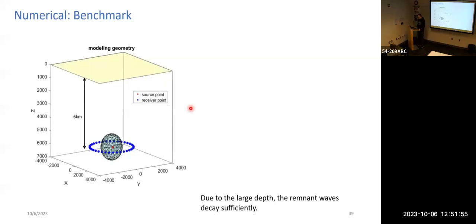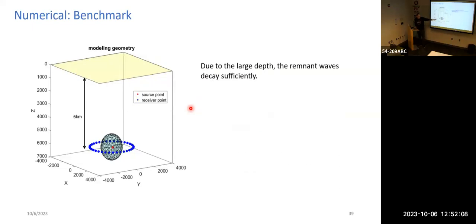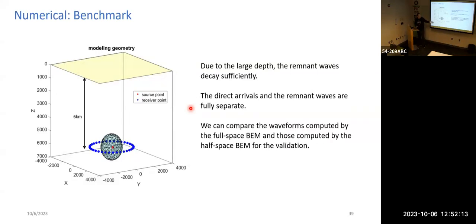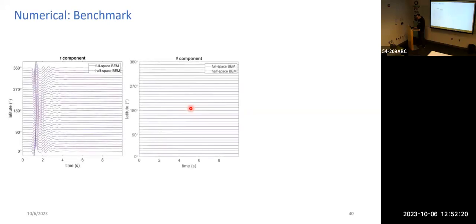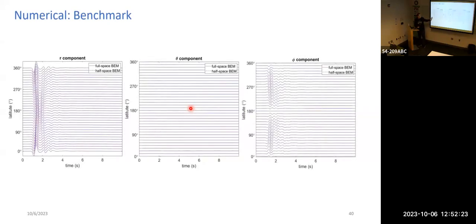And I did the benchmark. I placed the magma chamber very deep and placed the receiver near the magma chamber. So the reflection and the surface wave cannot influence the observation point. In this way, I can compare the half space result with the full space because the reflection is very weak. From the three components, we can see the half space boundary element fits well with full space, which means our algorithm works well.